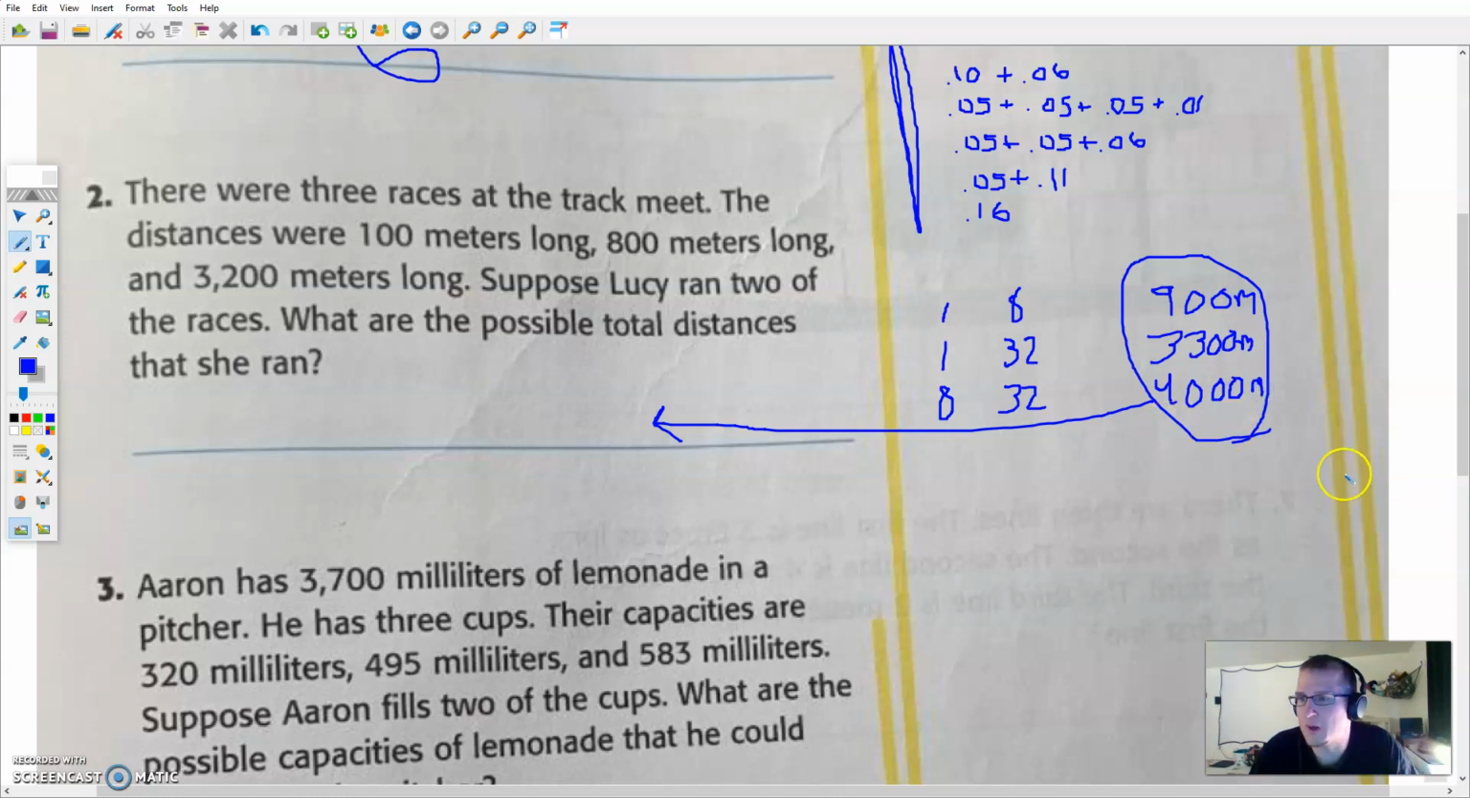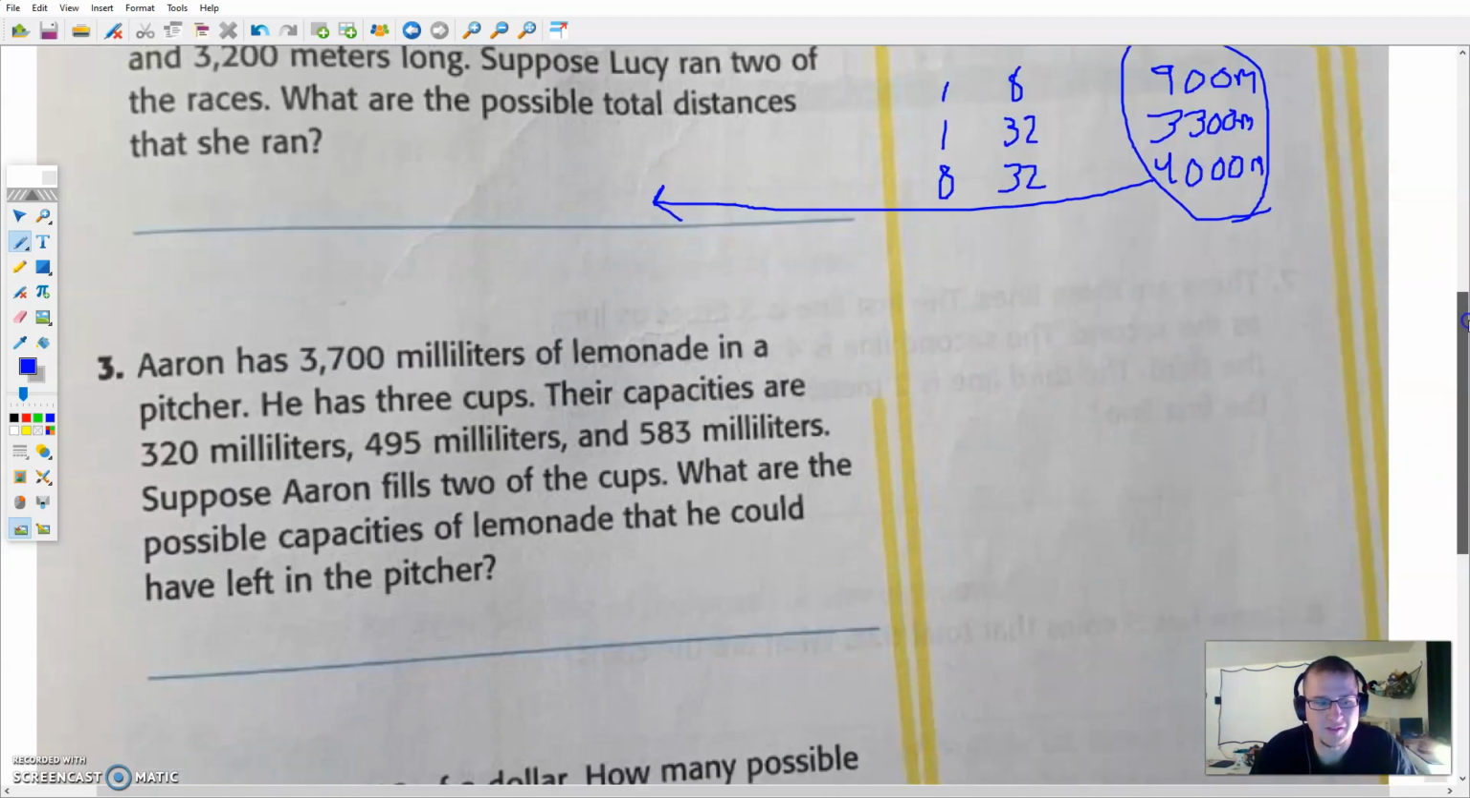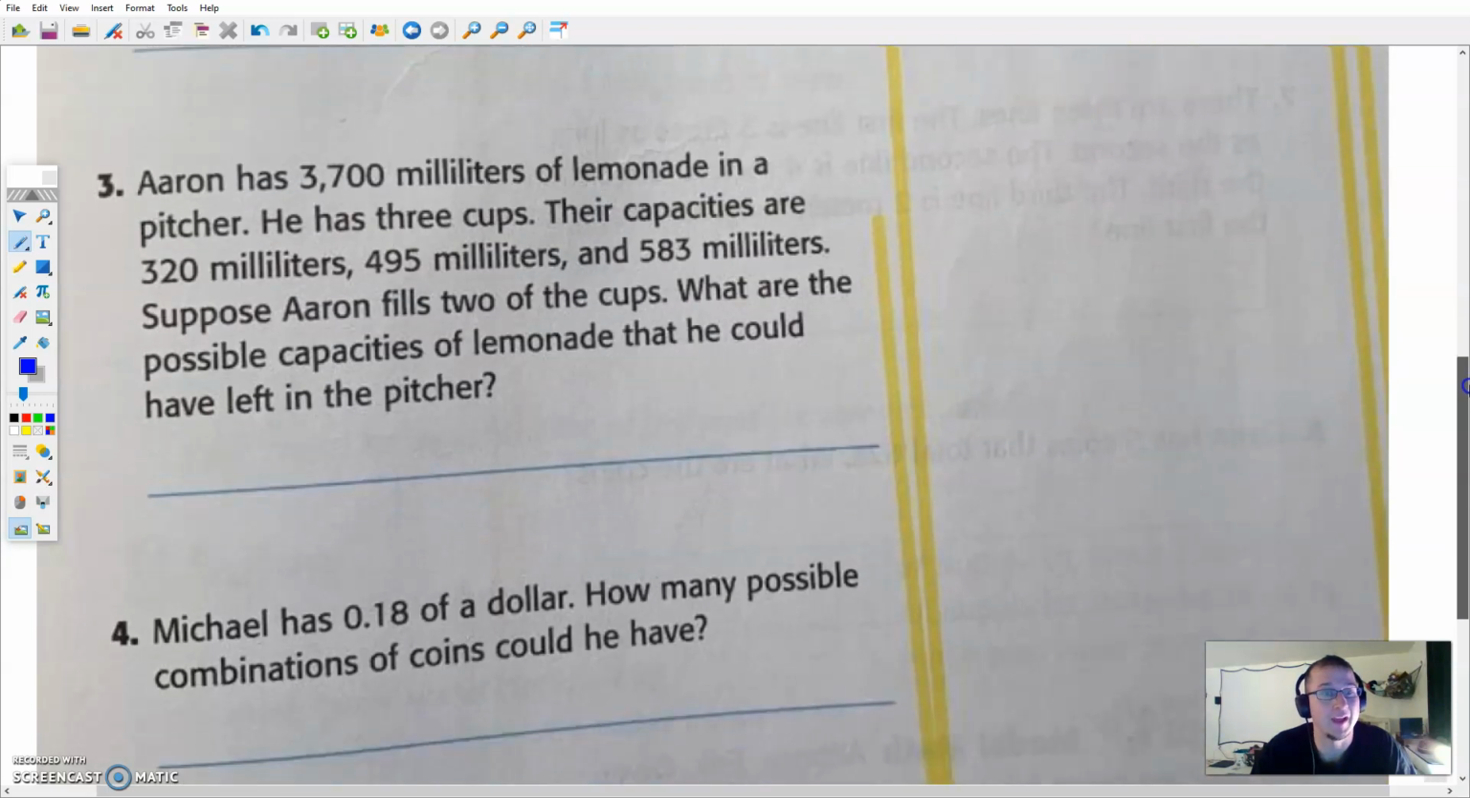Okay, let's go ahead and do one more and see what time we're sitting at. Just under 12 minutes right now. Aaron, hey, that's me, has 3,700 milliliters of lemonade in a pitcher. He has 3 cups. Their capacities are 320 milliliters, 495 milliliters, and 583 milliliters.